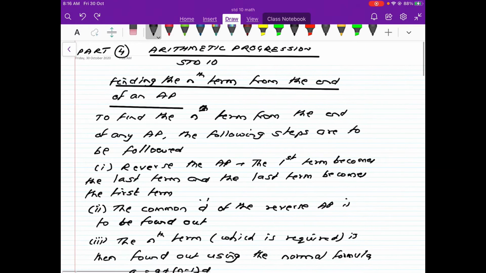This is part 4 of the chapter Arithmetic Progression of Standard 10th. Now here we'll be doing something different. Generally we have found the nth term from the beginning. Now there are some sums where you have to find the nth term from the end of an AP.